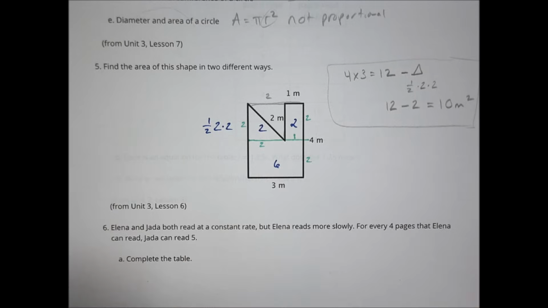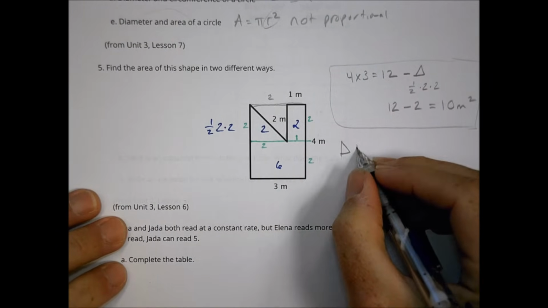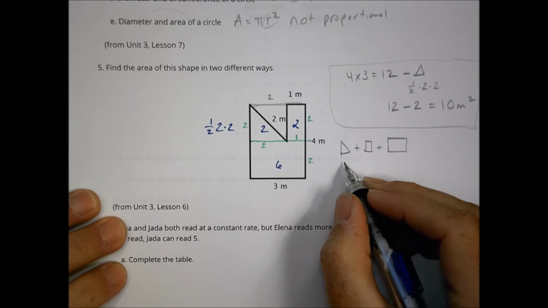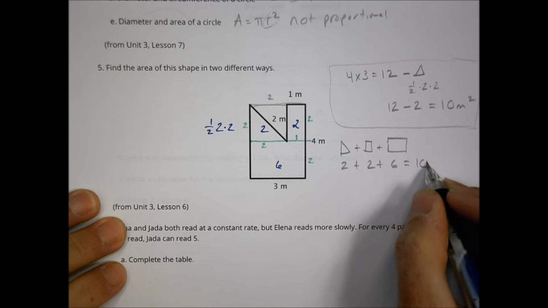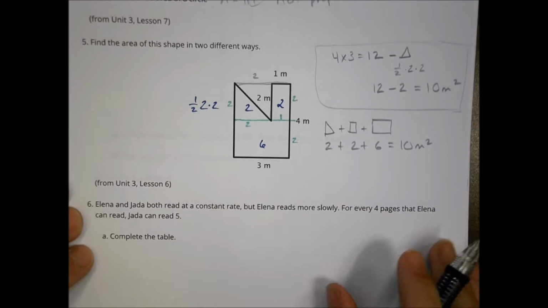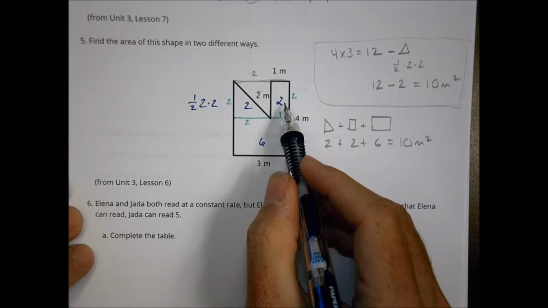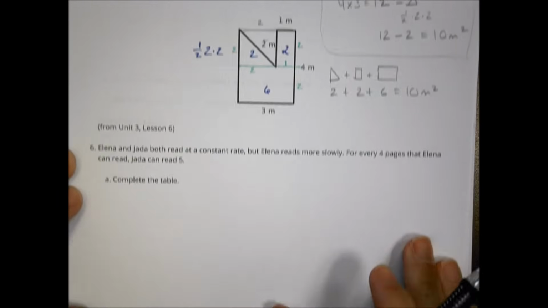So now another way could be to say, let's take the triangle plus the skinny rectangle plus the fat one on the bottom, and we do 2 plus 2 plus 6, and we have 10 meters squared. So a couple ways of doing that there. One, taking the whole and subtracting the little piece, or taking the whole piece and chunking the 3 little parts there.